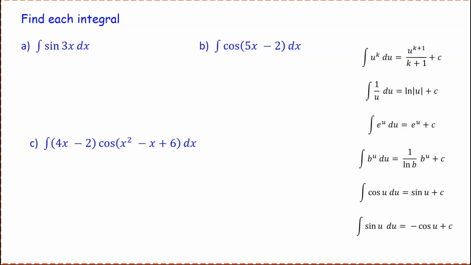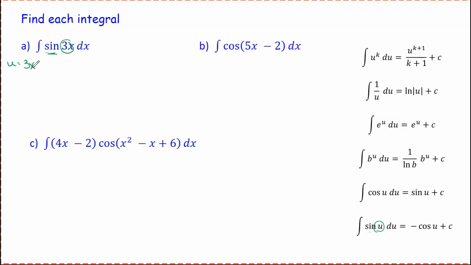Let us find each integral. A, the integral of sine 3x dx. I want to take the integral of sine. So looking at my transcendental integrals, I see right at the bottom that the integral of sine u du is negative cosine u plus c. U is the polynomial that's after sine. So I will let u be 3x. So u equals 3x.